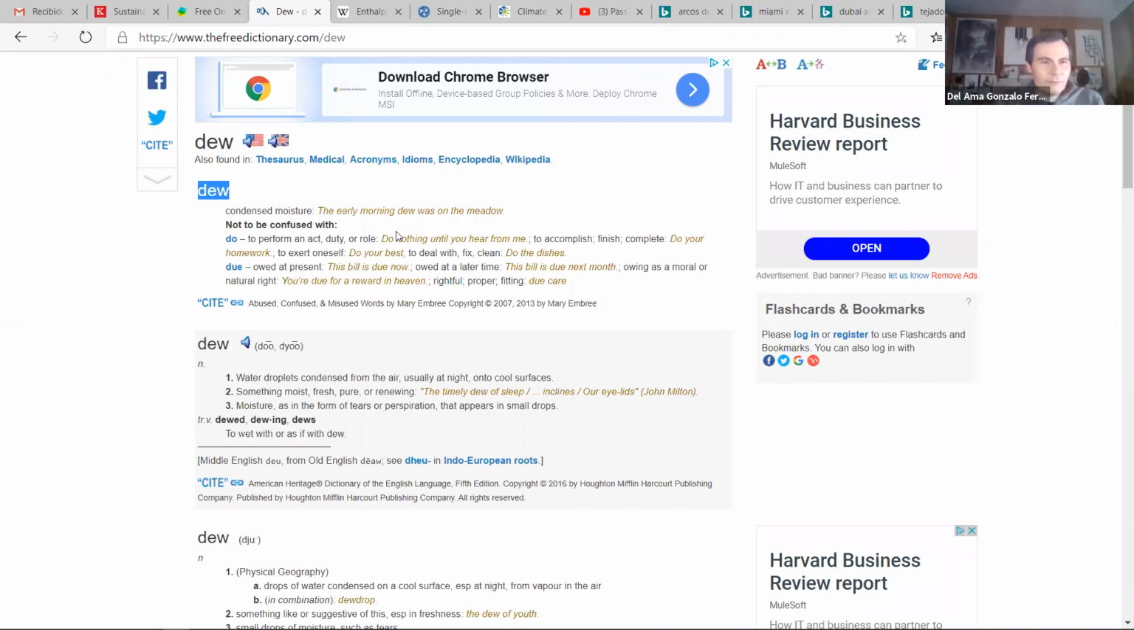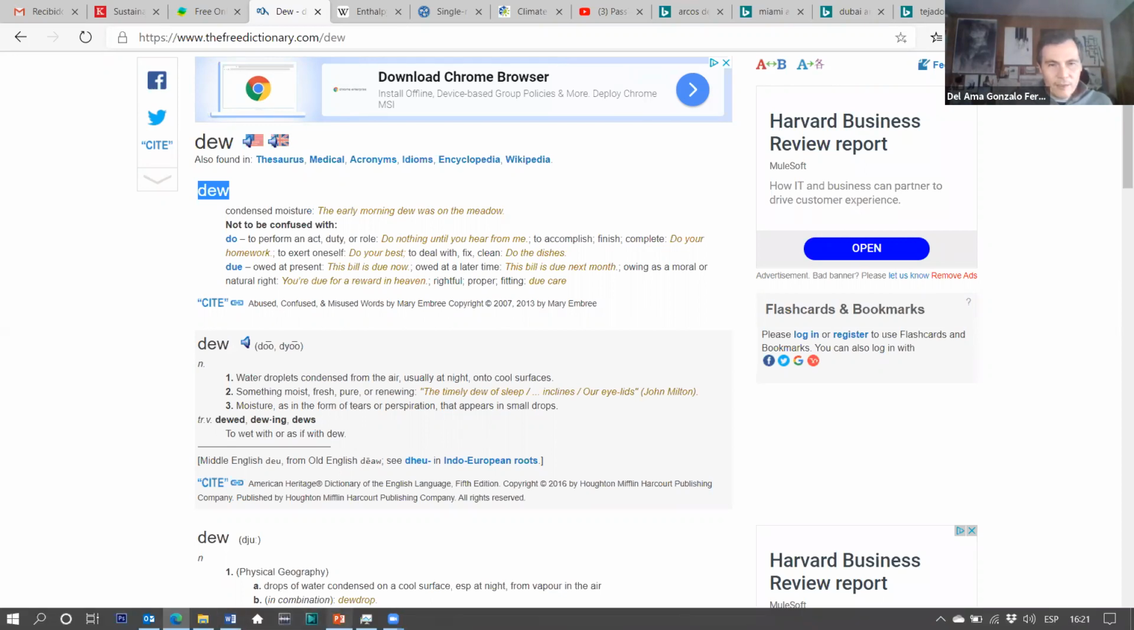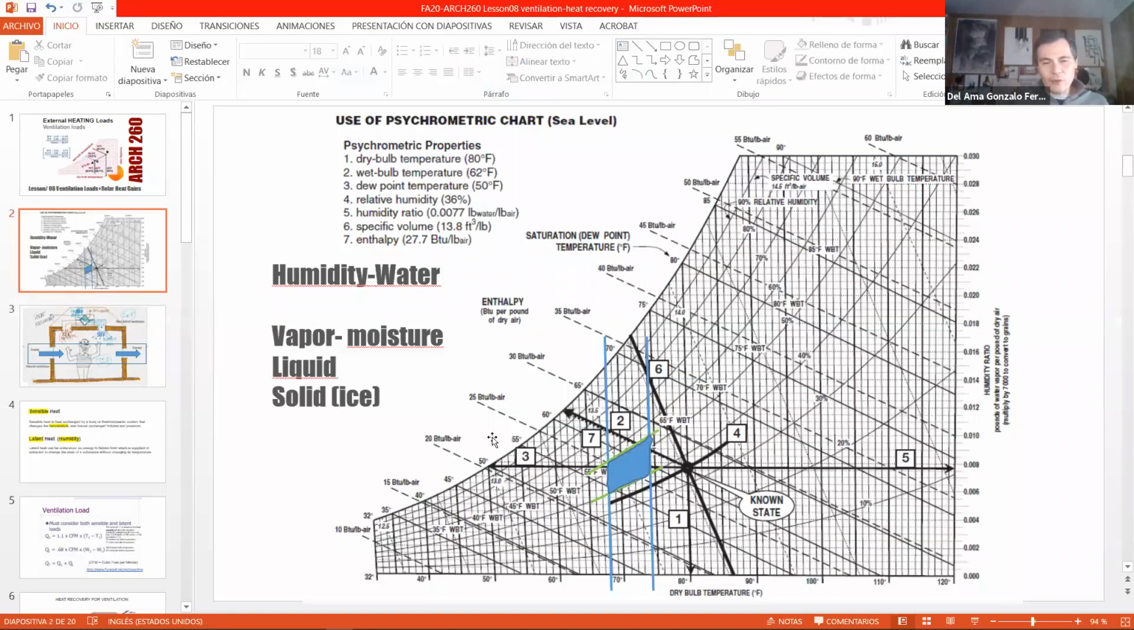And the dew is something that can happen inside the building. If we reach temperature and relative humidity conditions inside the building, we can have this condensation. And this is not something that we want, okay? So the dew point, we need to control this in order to prevent condensation from happening. That's why we need to understand where the dew point conditions are.